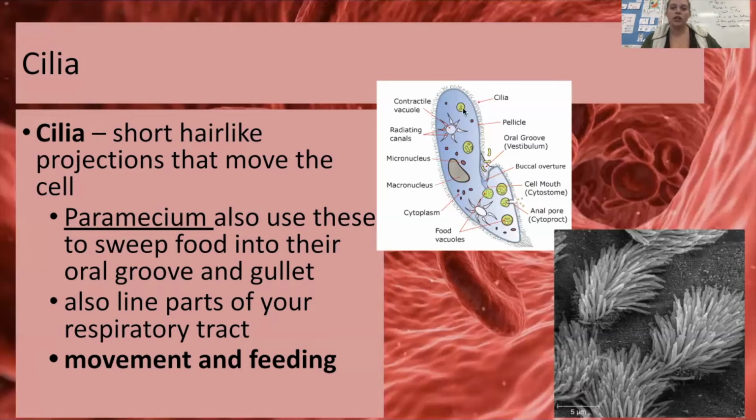Now, these little cilia can also be used like a broom to sweep food into this oral groove and gullet that the paramecium is going to use as its mouth.